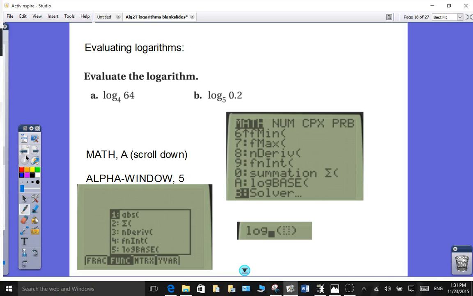Hit the math button, which is on the left side, and then either scroll down or arrow up, and you'll see right away at the bottom it says log base. So math A, hit that, and you should see this log. Try to do log base 4 of 64. Put in the 4 there, put in the 64 there, hit enter. See if you get the 3. Okay, so you've got a log base.